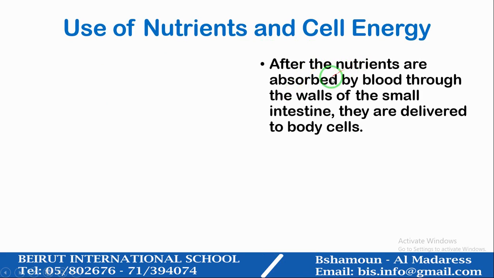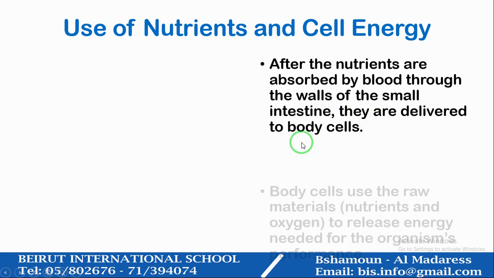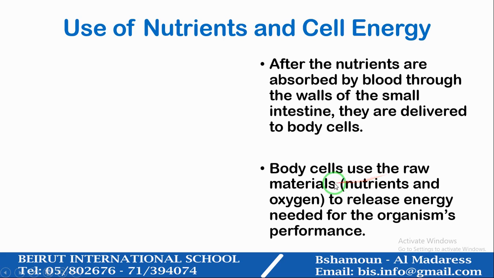After the nutrients are absorbed by blood through the walls of the small intestine, they are delivered to body cells: skin cells, muscle cells, brain cells. Body cells use the raw materials, which are the nutrients and the oxygen, such as glucose, amino acids, fatty acids, glycerol, to release energy needed for the organism's performance.